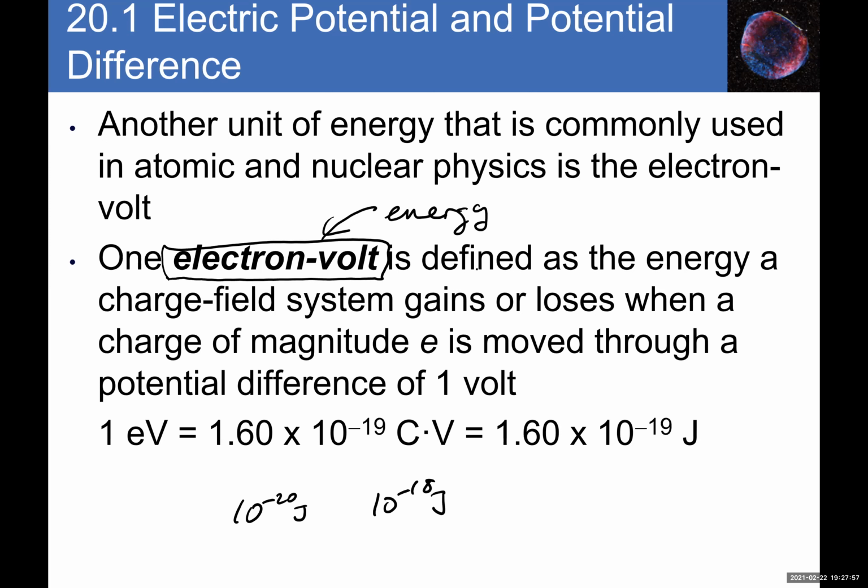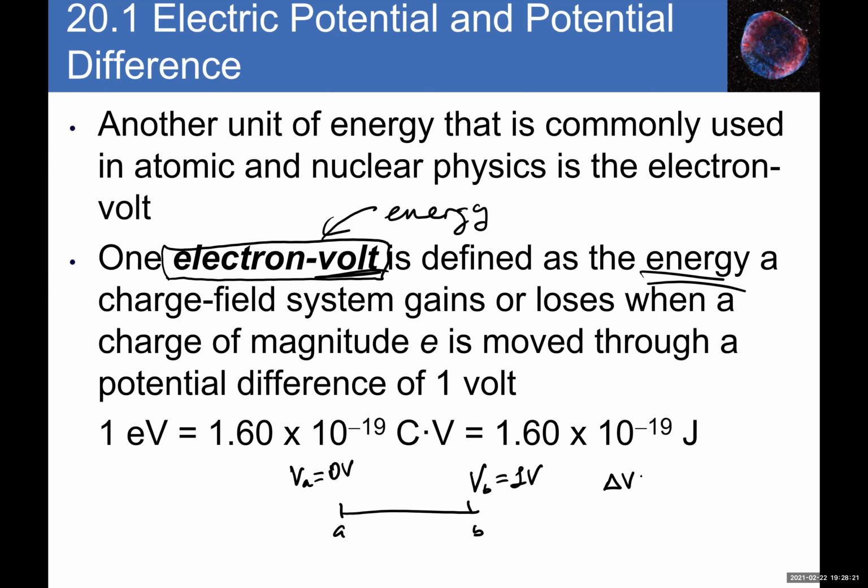That's sometimes confusing for students. It says volt over there, so they think, okay, it has to be potential. But no, this is a unit of energy. So think like this: if you have point A and point B, and the potential at point A is 0 volt, the potential at point B is 1 volt. That means your delta V is 1 minus 0, so it's 1 volt. That's your change in potential between points A and B.